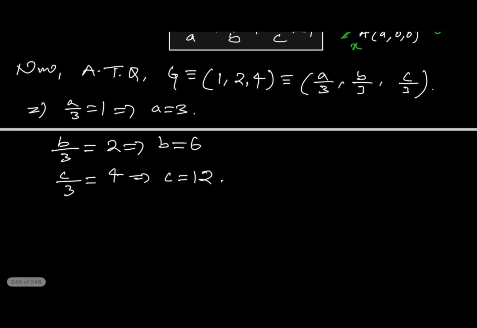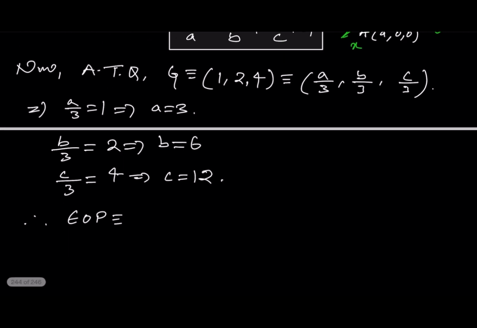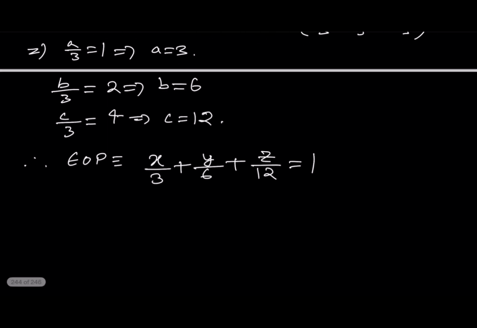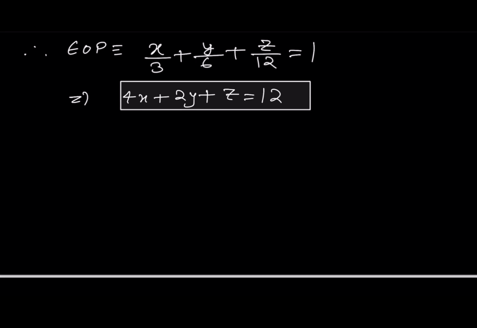So therefore the equation of the plane will become x/3 + y/6 + z/12 = 1, or 4x + 2y + z = 12. This is the required equation. Okay, now come to the next question.